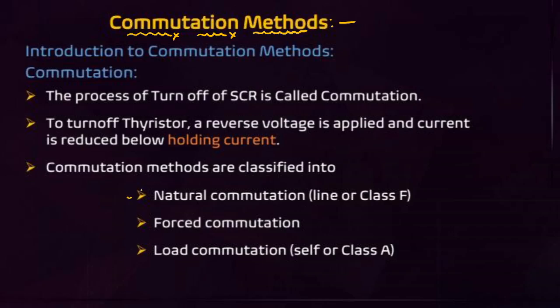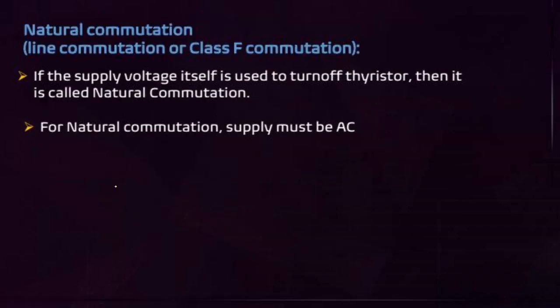One is natural commutation. It is also called class F commutation. The commutation methods are broadly classified into natural commutation, forced commutation, and load commutation. This load commutation is also called self commutation or class A commutation. Self commutation or class A commutation is also called resonant commutation. All this I have given.